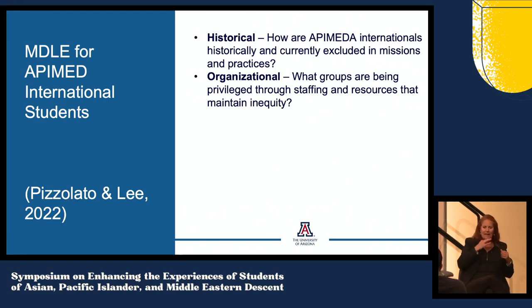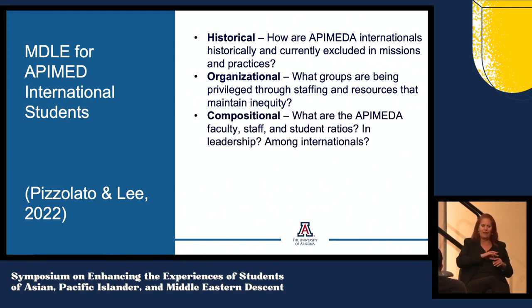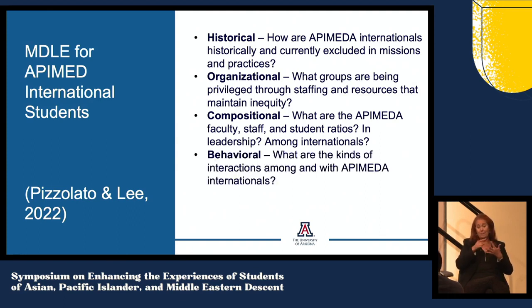What kind of resources are being set aside? What does that look like in terms of a budget, in terms of the organizational chart, in terms of reporting lines? How is it structured in certain ways that may advantage some groups over others? Of course, the composition, student ratios, and also among internationals.